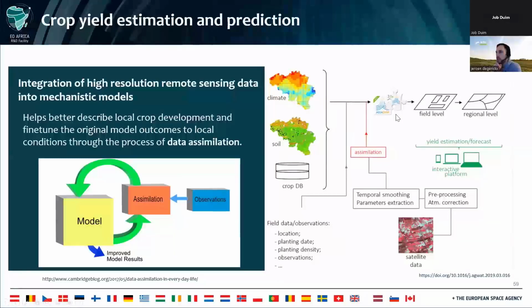But these models, they typically get boosted, let's say, by using remote sensing inputs in a data assimilation approach. What you typically do there is you tune the simulations done by the model based on the observations from the satellite data. So that is one way to indirectly combine satellite data with a crop growth simulation model to derive biomass and yield estimates.